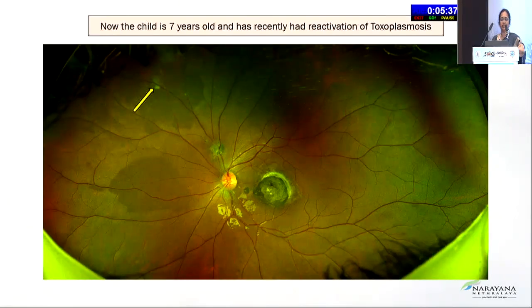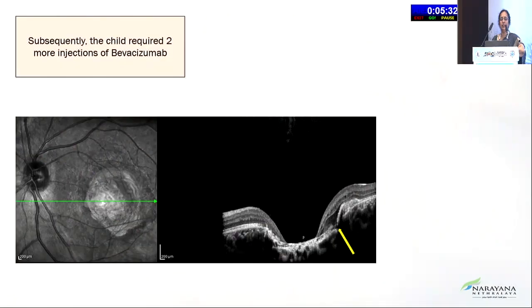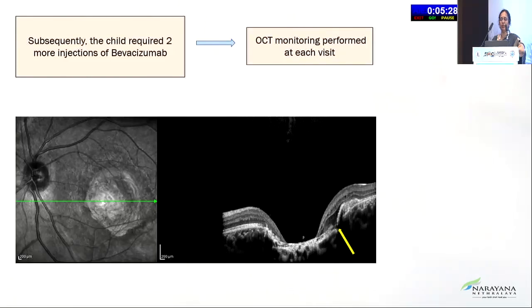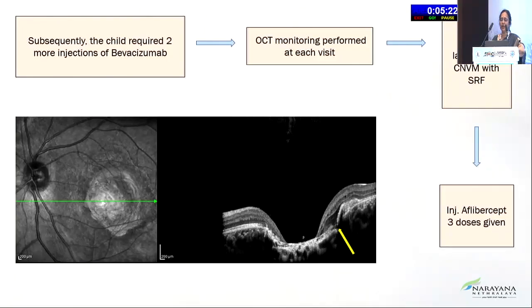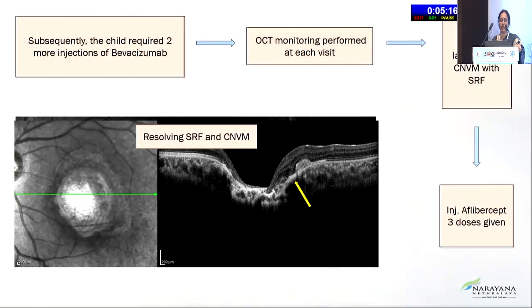Now the child is 7 years old and has recently had reactivation of toxoplasmosis. Subsequently, the child received 2 more injections of bevacizumab. OCT was monitored. One year later, there was again reactivation of the CNVM with SRF. Here, the child received 3 doses of aflibercept, following which there was resolution of the CNVM.